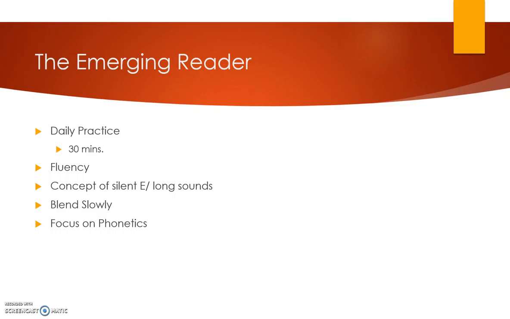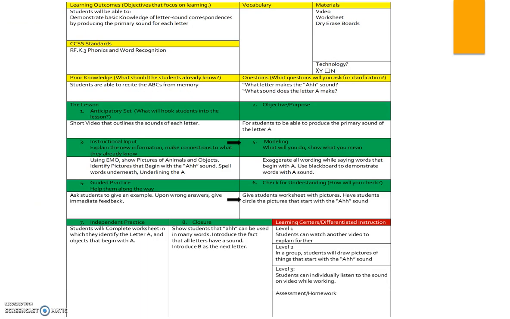The emerging reader. The emerging reader usually needs about 30 minutes of daily practice. This 30 minutes is usually broken up into 3 10-minute segments. These segments should focus on fluency, the concept of a silent E and long sounds, slowly blending your words, and focus highly on phonetics.